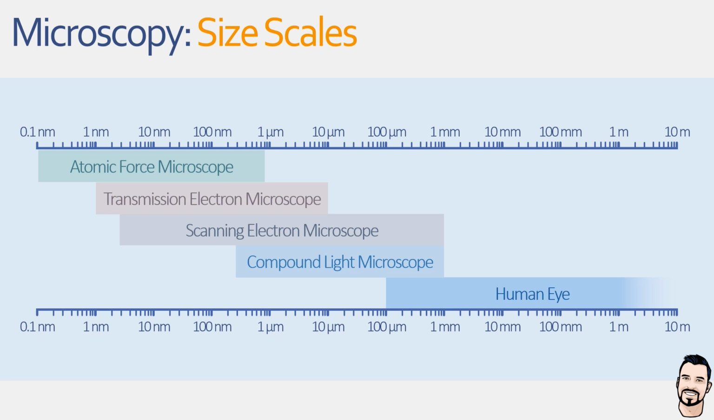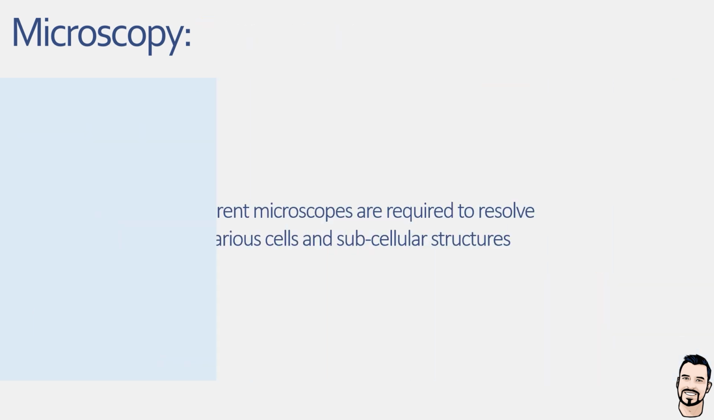Now, one of the interesting things on this scale is that around 400 nanometers we hit a fundamental limit for light microscopy. Above this, we're generally looking at whole cells known as the cellular range. Below this, we move into the subcellular range, where we can explore the internal components of cells in much finer detail.